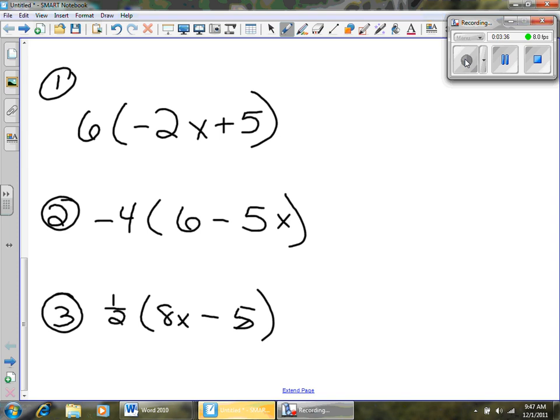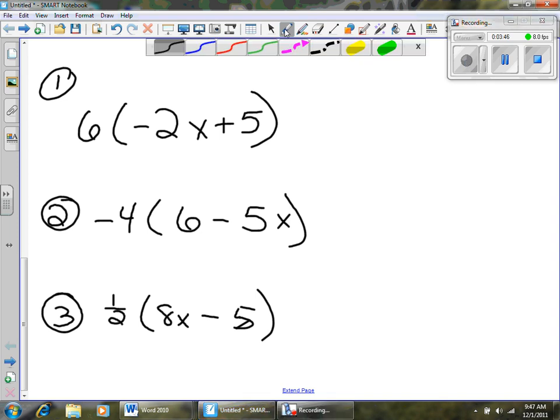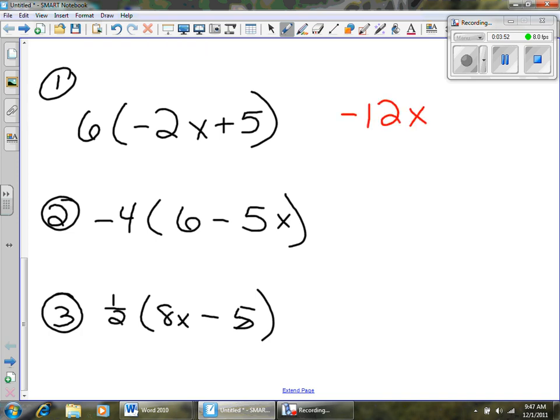Okay, there are your 3 practice problems. Go ahead and pause, and when you're ready to see the answers, they will pop up. If you've unpaused, I can only assume you're ready to see the answers. All 3 answers are going to show up, so if you want to pause after each one, that's fine. This one will end up being negative 12x plus 30. The second one will equal negative 24 plus 20x.